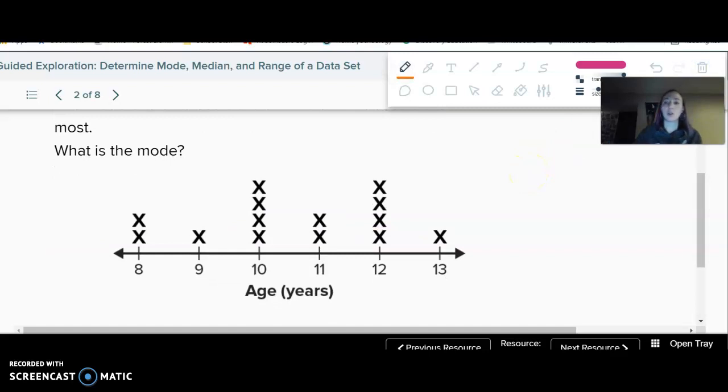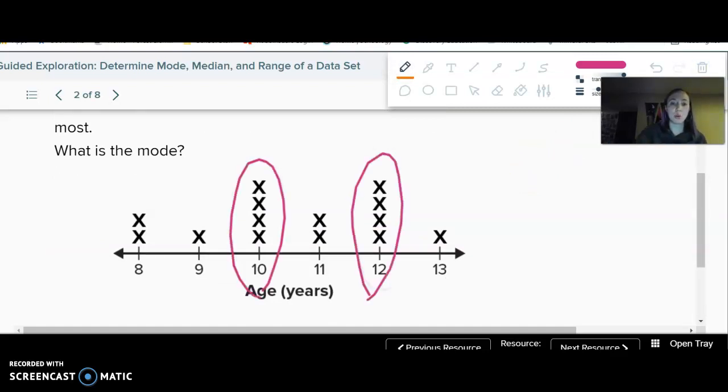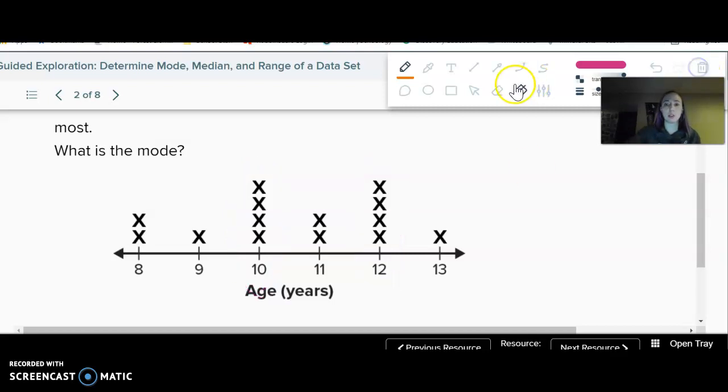Well, sometimes we have 2 modes. So 10 and 12 would be the mode because I have 4 of each. That's the most number of kids. So the most times, it shows up the most times. So 10 and 12 are our modes. Now, sometimes we just have 1. Sometimes if it's all tied, we don't have any. And sometimes we'll get a list of numbers, and then we just have to count and see which one shows up the most.